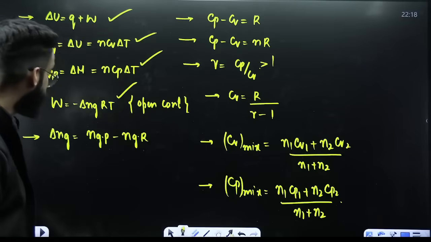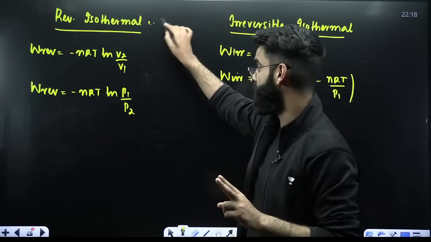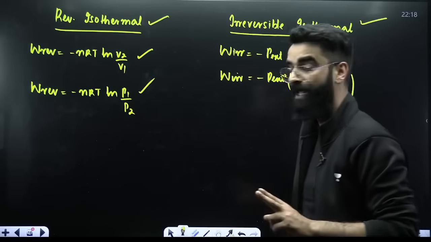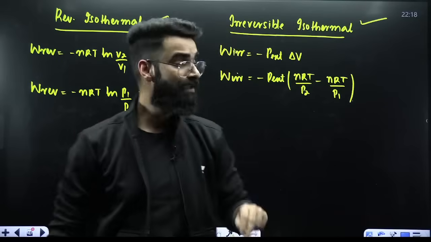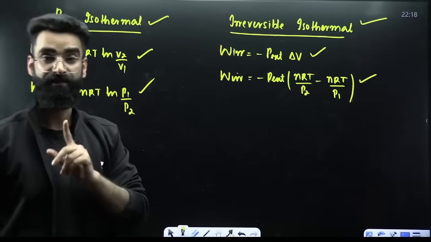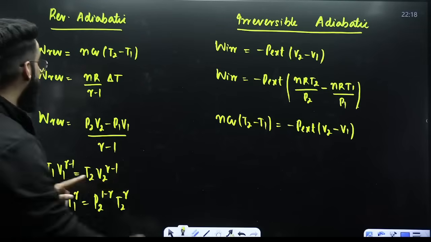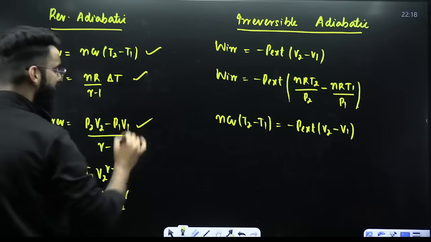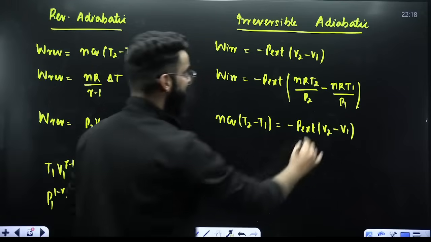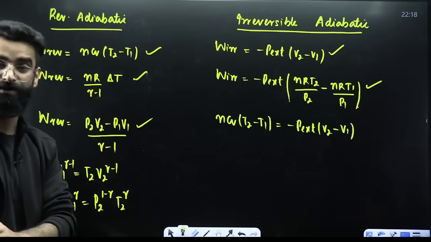Cp of the mixture. Now, you have got two types of isothermal processes: reversible isothermal processes and irreversible isothermal processes. These are the results with the help of which you calculate work done in reversible isothermal, and these are the formulas with the help of which you can calculate work done in case of irreversible isothermal. Now, again, you have got two types of adiabatic processes, and these are the three results with the help of which you can calculate work done in reversible adiabatic. And these are the two results with the help of which you can calculate work done in irreversible adiabatic processes.